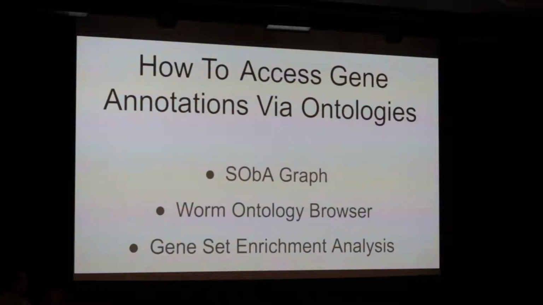And so today I'm going to talk about how you can use the data that we annotate using ontology as the structure. First I'll talk about a new thing we developed to represent the ontology and the annotated data using a graph structure. Then some older tools, showing how you can peruse the ontologies using the Worm Ontology Browser. And finally, we'll talk about how we use the annotated data to allow you to statistically analyze lists of genes.